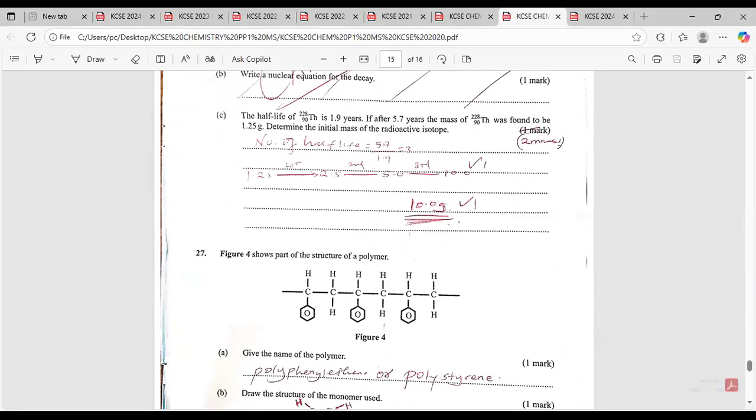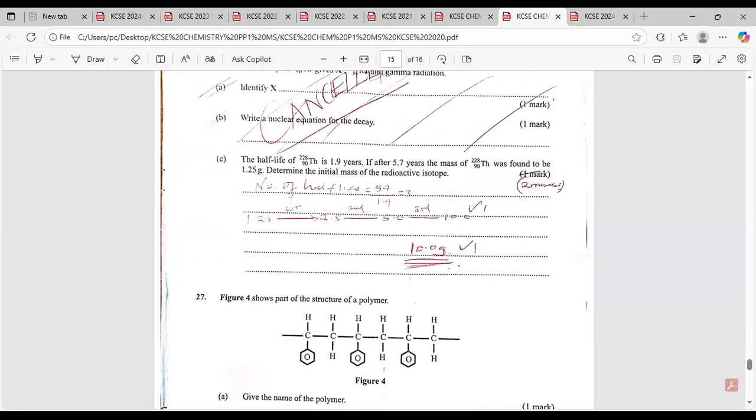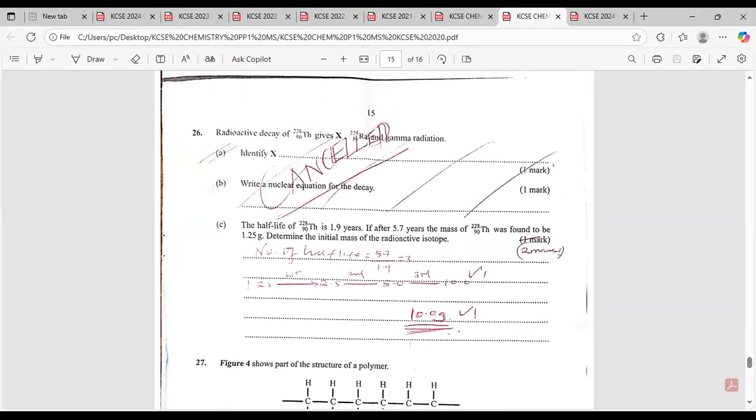Okay, here is the question for 2020. So you were given the radioactive na wakauliza value ya x. The first part was cancelled because it was not making sense. So all the marks were transferred to the next one, whereby you were to calculate the half-life. So umeambiwa the half-life of thorium-228 is 1.9. If after 5.7 years, the mass was found to be 1.25.